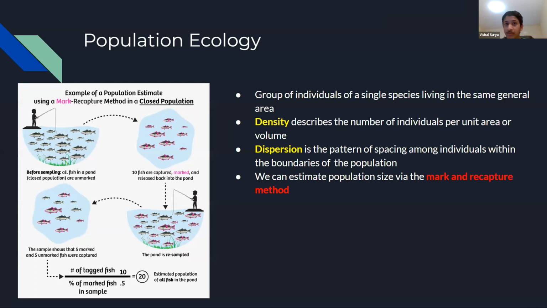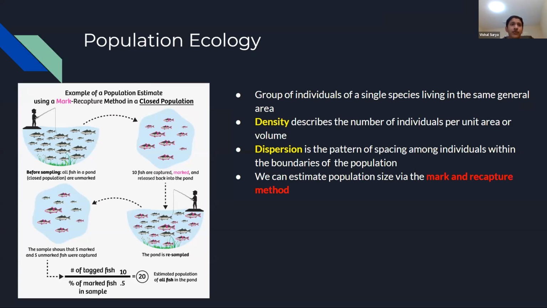Then we have population dispersion, which is the pattern of spacing among individuals within the boundary of the population. We'll talk about that in the next slide more specifically, though. But it's how the organisms are distributed within a certain boundary. And then we can estimate population size via the mark and recapture method.